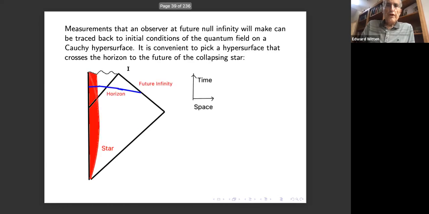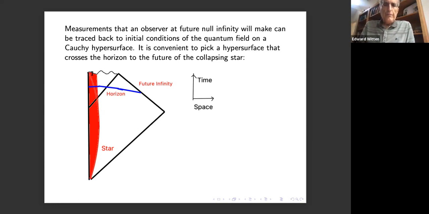So measurements that an observer makes at future infinity can be traced back to initial conditions of the quantum field on a Cauchy hypersurface. It's convenient to pick a hypersurface that crosses the horizon to the future of the collapsing star. So this red stuff, I should have said, is a star. It was born in the far past back here. It looks like it came from a point, but that point has room for a large distance because of the nature of the conformal mapping.